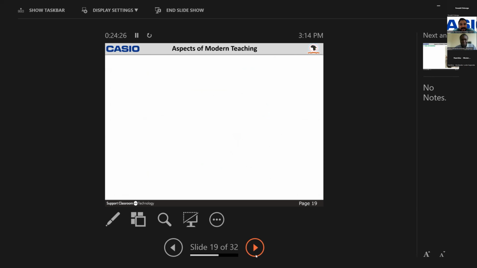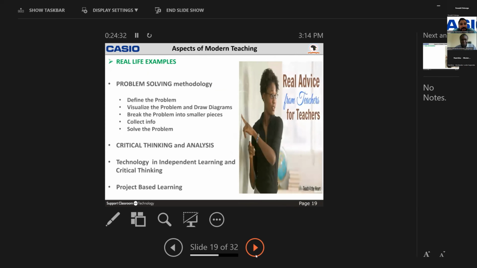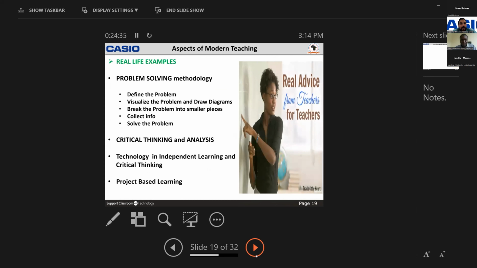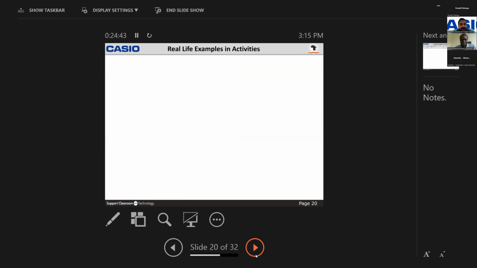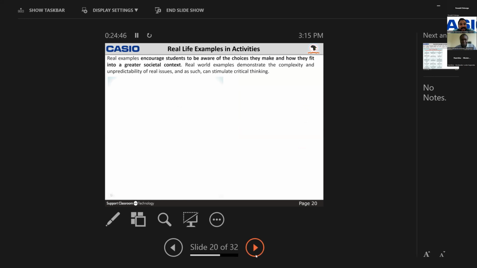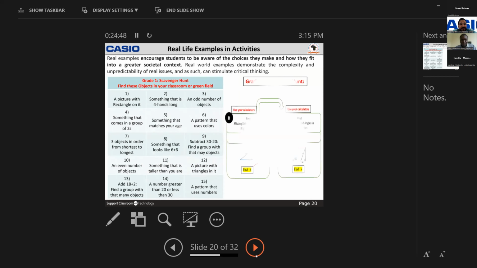To continue discussing what my colleague, Mr. John, was presenting, I'm going to first present the aspects of modern teaching. As a first aspect of modern teaching, I would love to talk about real life examples. Real life examples are one of the most important aspects in our life as students. Students need not only to understand in classrooms the theory or the idea that the teacher is explaining, they must connect and relate to real life.